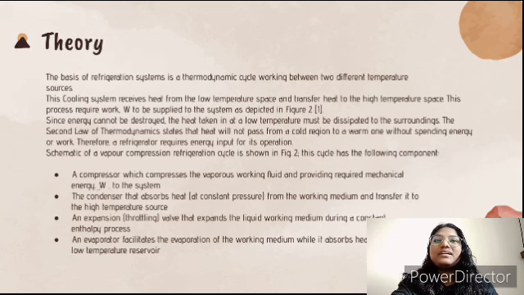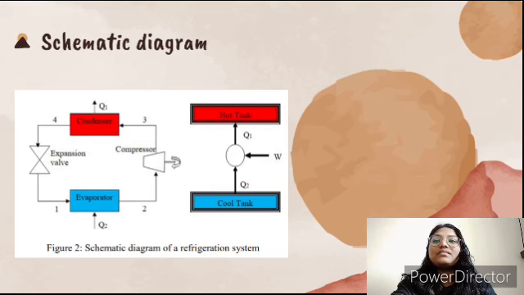The second one, the condenser, which releases heat at a constant pressure from the working medium and transfers it to the high temperature source. An expansion valve that expands the liquid working medium during a constant enthalpy process. An evaporator facilitates the evaporation of the working medium while it absorbs heat from the low temperature reservoir. The next slide shows the schematic diagram of the refrigeration cycle.